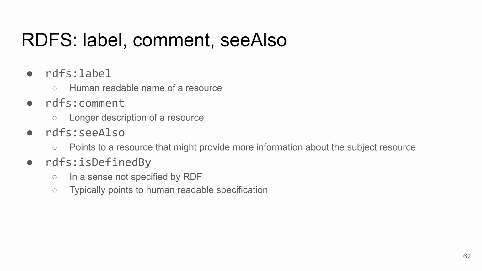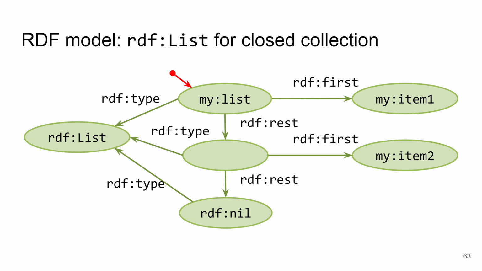RDFS seeAlso also points to a resource that might provide additional information or additional data about a resource used as a subject in that triple. So it is a generic predicate that is used sometimes when we want to point users or readers of our data to other data. And finally, there is RDFS isDefinedBy, which typically points to a document which contains some definitions of the classes and properties we use or we define using RDFS.